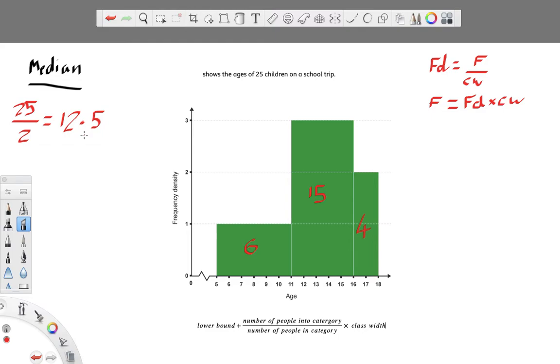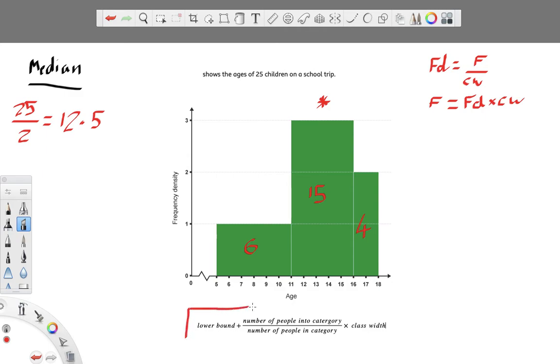Okay, so how do we go about doing this? Well, we know that we've got 6 students in the first bar. So that's 6 students. And then if we add 15 to that, we'll get 21 students. So we know that our 12.5 student lies somewhere within this bar here. So I'm going to just star it above. So somewhere within this bar here. And our job is obviously to find that. How do we find that? Well, we use this little equation down here.